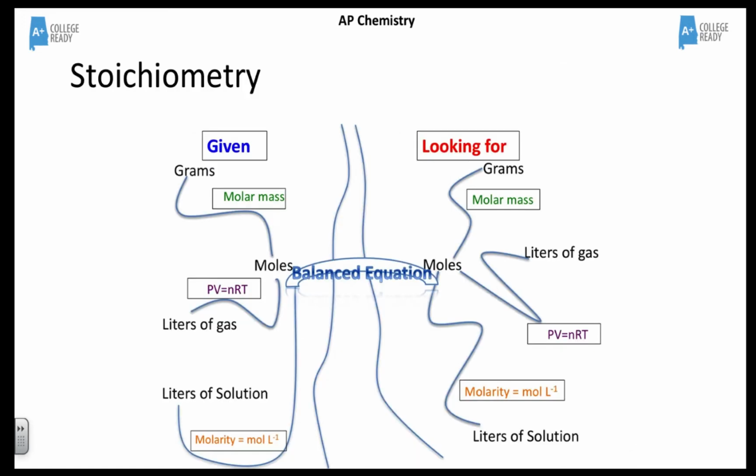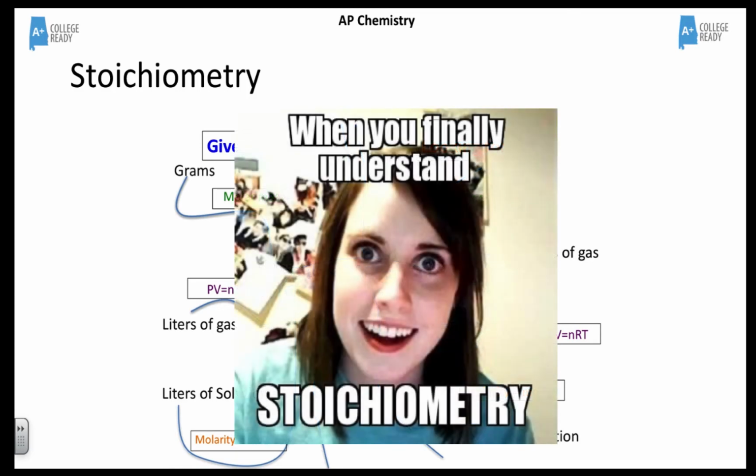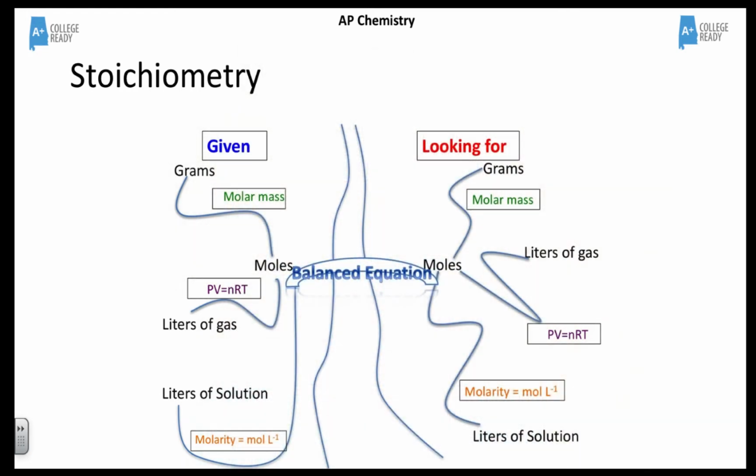Stoichiometry, one of the hardest concepts in chemistry when you start it, but one of the easiest once the students have mastered it, is also very important throughout all of AP chemistry. They have to be able to go from something that's given to something that you're looking for, whether it be grams to grams, or grams to liters, or grams to molarity. All of those things hinge on the kids being able to write a balanced equation.